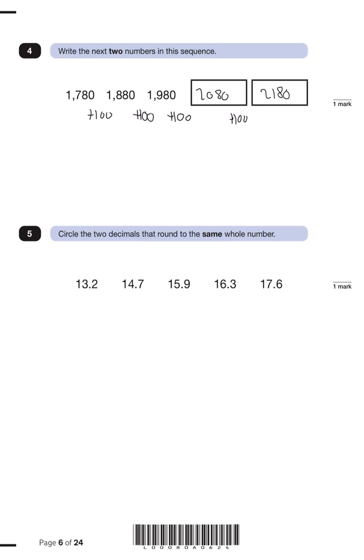Number 5. Circle the two decimals that round to the same whole number. So the first one's 13, second one 15, third one 16, fourth one also 16. So it's 15.9 and 16.3. They both round to 16.